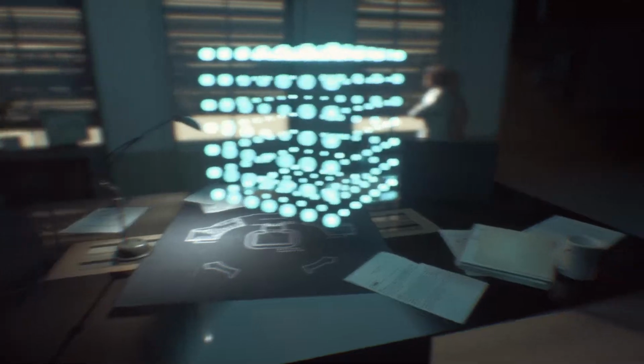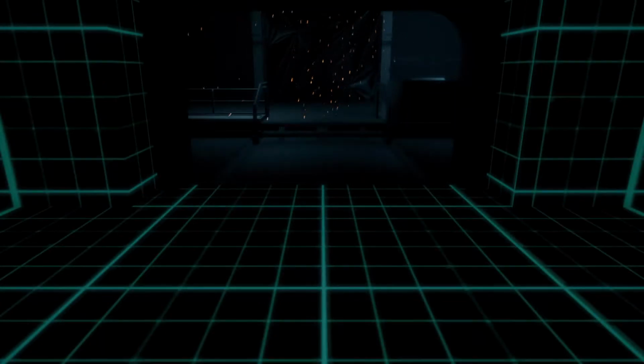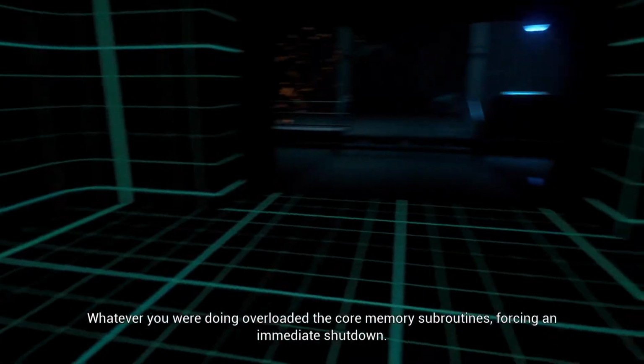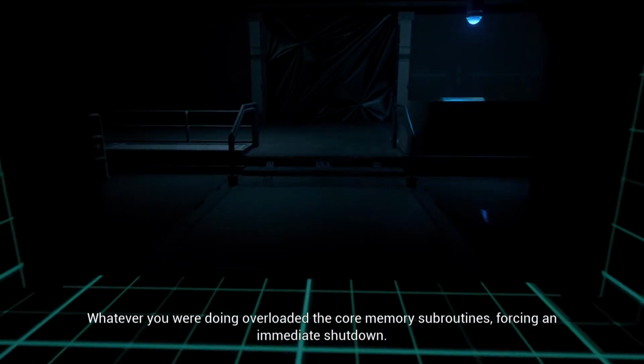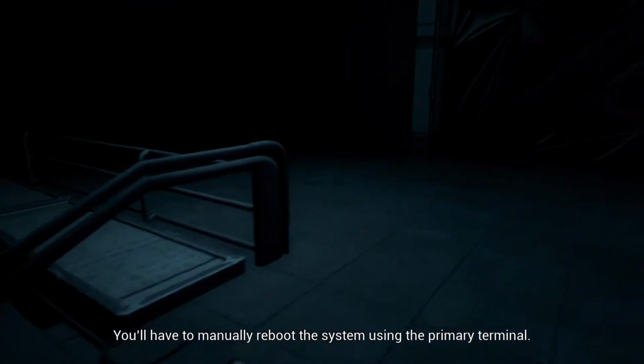It's time we return to the source. Are you okay? Whatever you were doing overloaded the core memory subroutines, forcing an immediate shutdown. You'll have to manually reboot the system using the primary terminal.